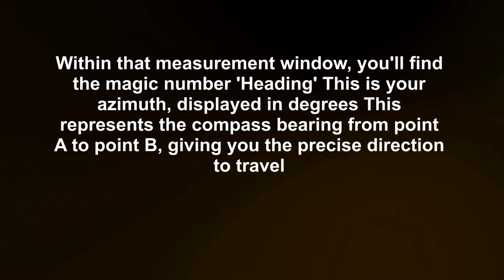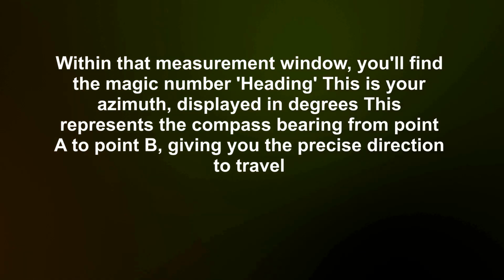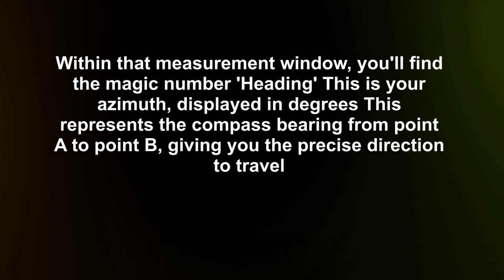Within that measurement window, you'll find the magic number, heading. This is your azimuth, displayed in degrees. This represents the compass bearing from point A to point B, giving you the precise direction to travel.